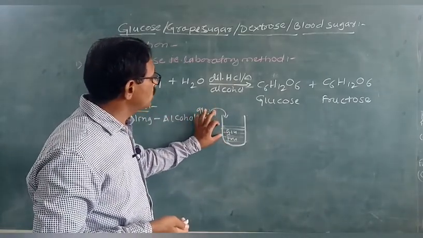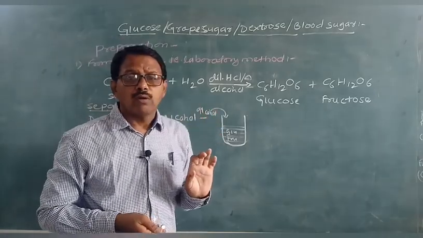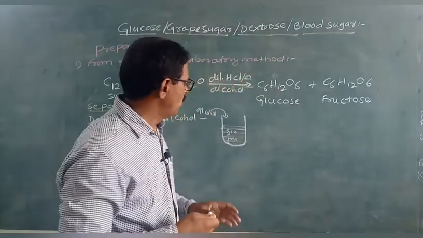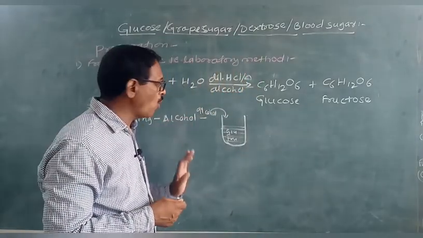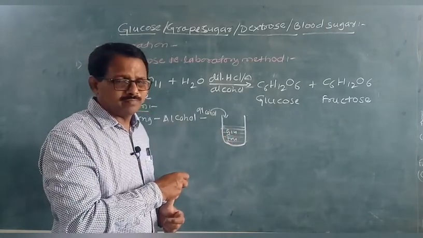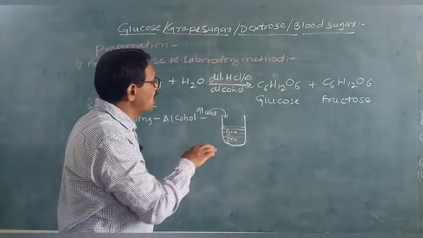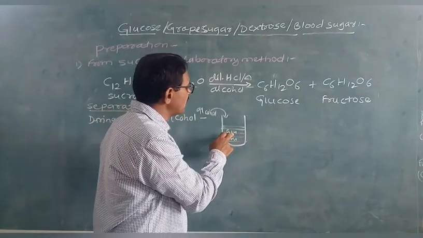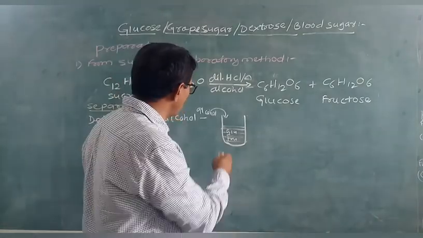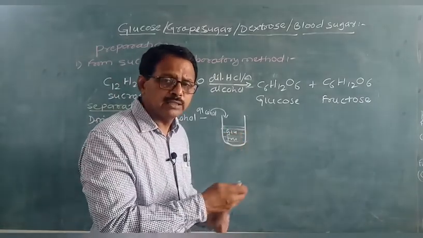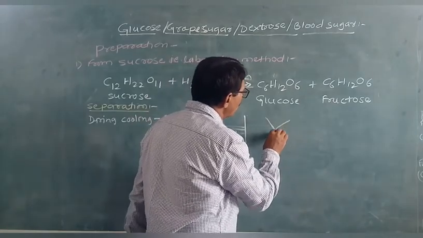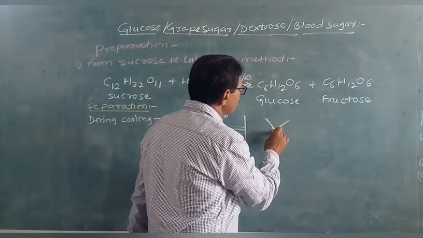Glucose is almost insoluble in alcohol, or very sparingly soluble in alcohol. But this fructose is soluble in alcohol. Therefore, glucose is not soluble in alcohol, and it crystallizes out first. Therefore, it forms the crystals fast. When glucose crystals form quickly, it is insoluble in alcohol. And then we have to filter this mixture.